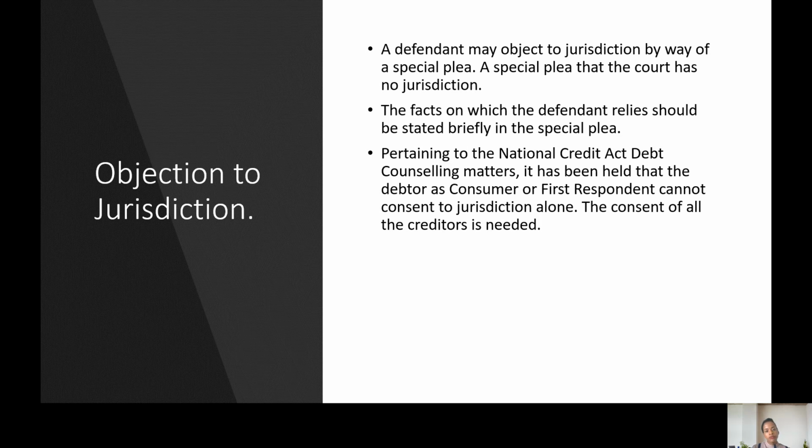Objection to jurisdiction. A defendant may object to jurisdiction by way of a special plea, a special plea that the court has no jurisdiction. The facts on which the defendant relies should be stated briefly in the special plea. Pertaining to the National Credit Act or debt cancelling matters, it has been held that the debtor as consumer cannot consent to the jurisdiction alone. Consent of all the creditors is needed.